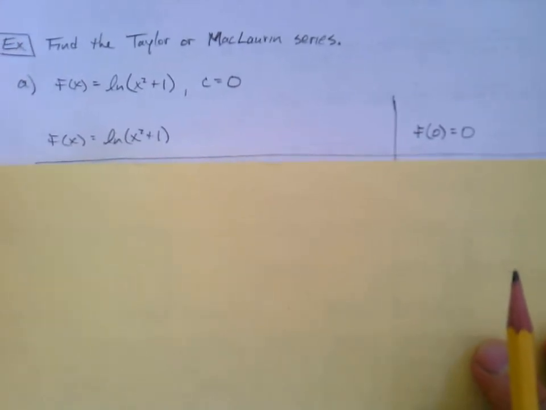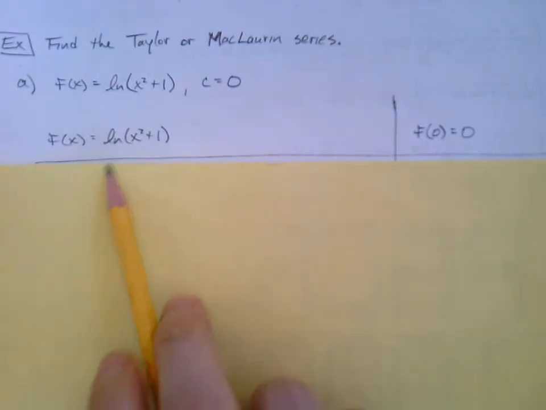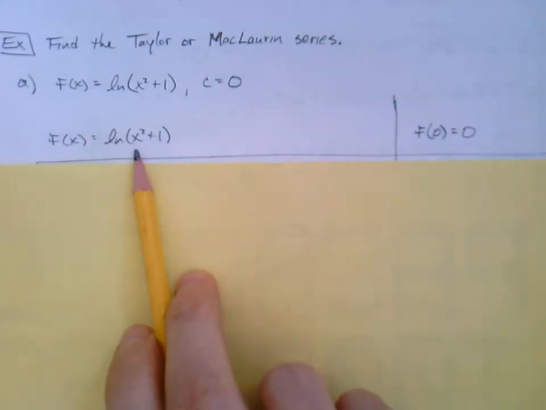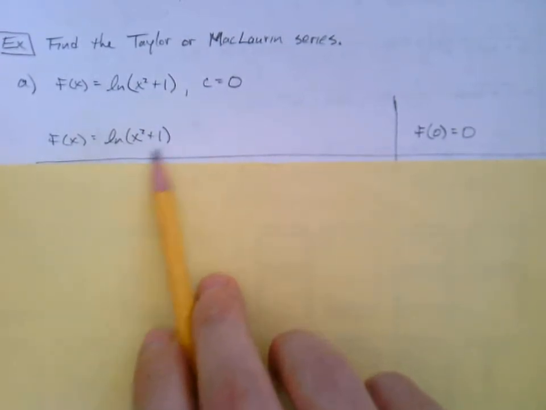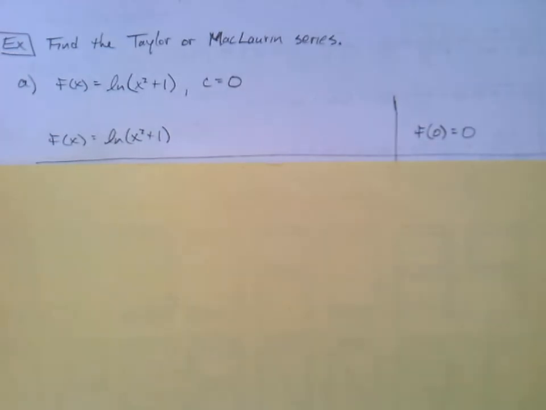See if I can get all this on the screen. I kind of made this big table, and I recommend you do something similar. So I've got my original function here, like the 0th derivative. So if I evaluate that at 0, well, then I'd have the natural log of 1, which also equals 0.